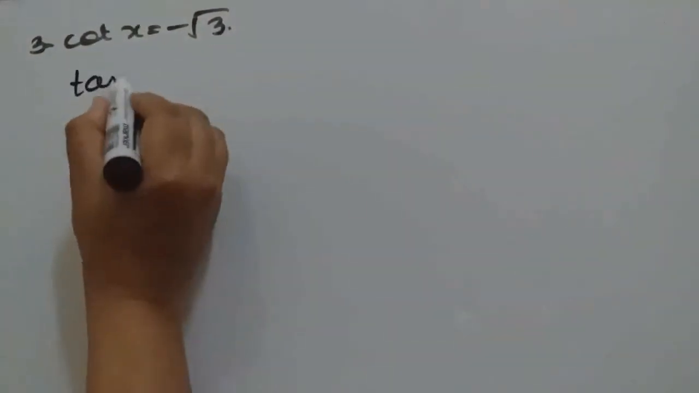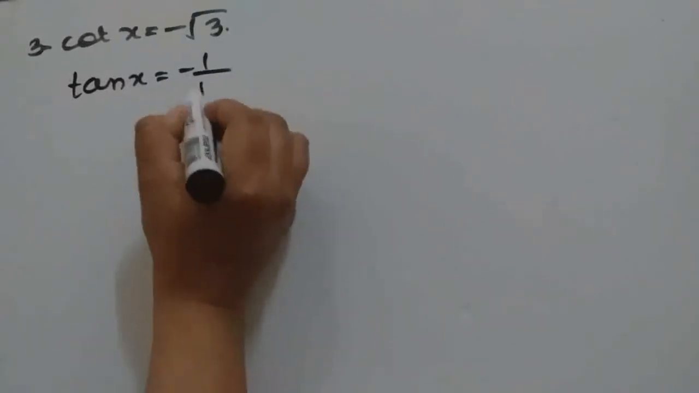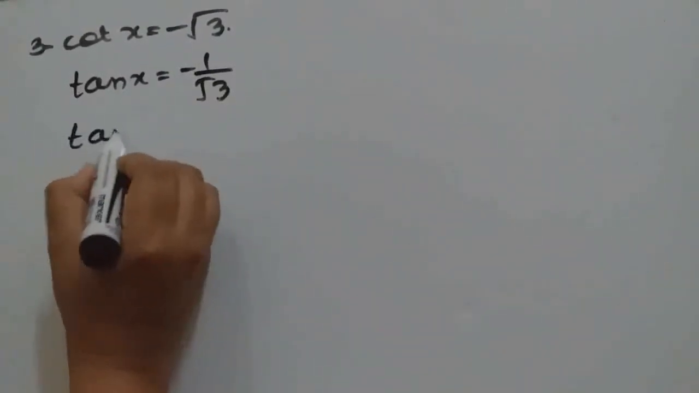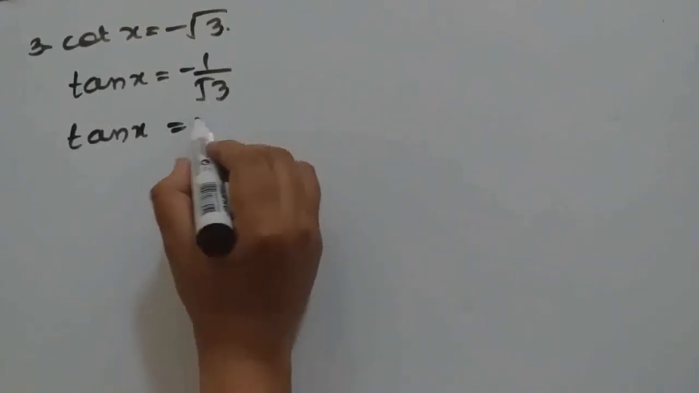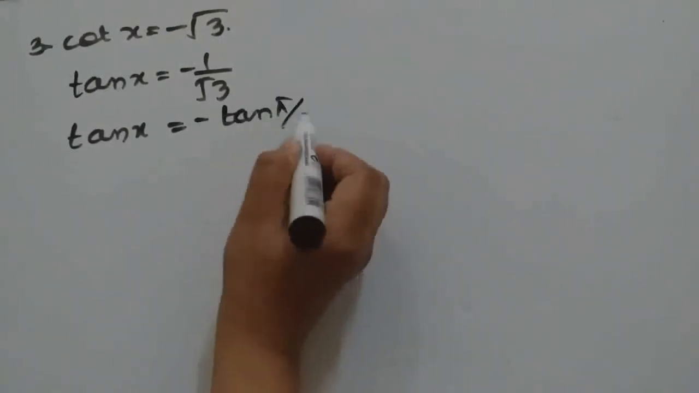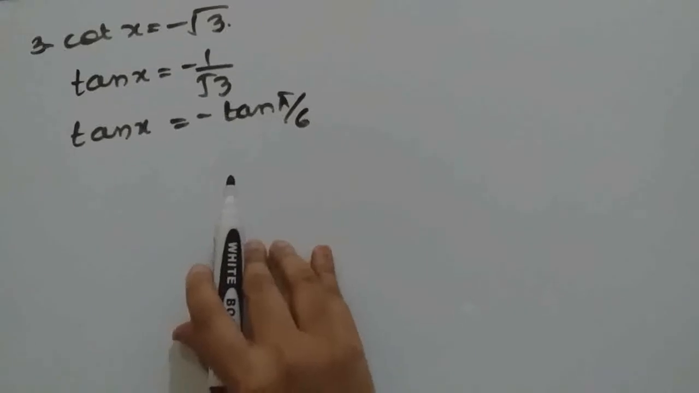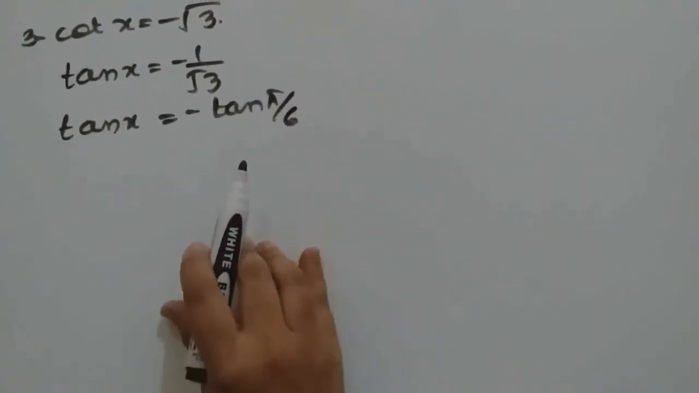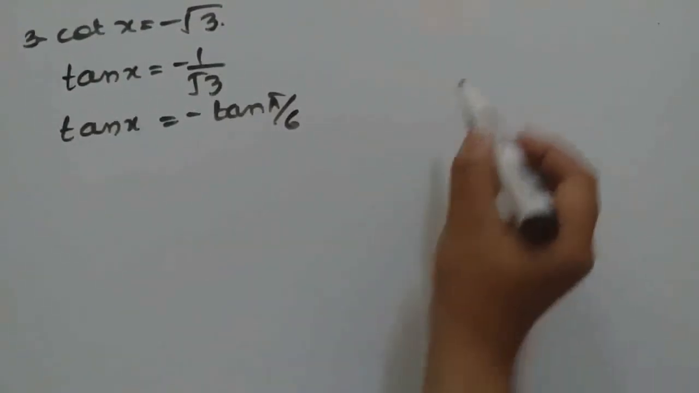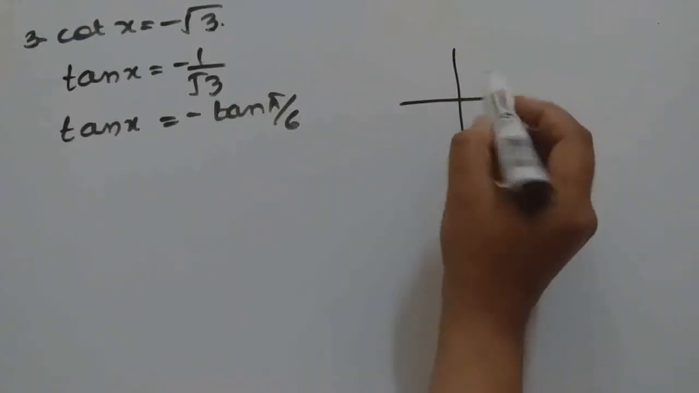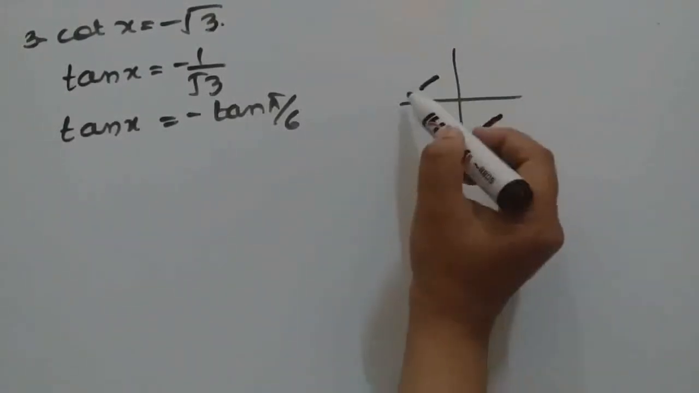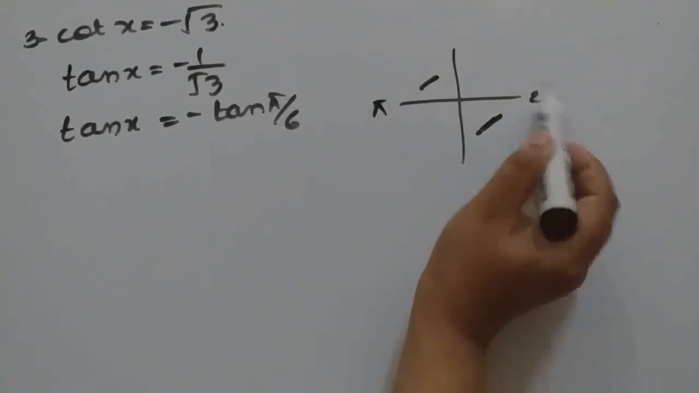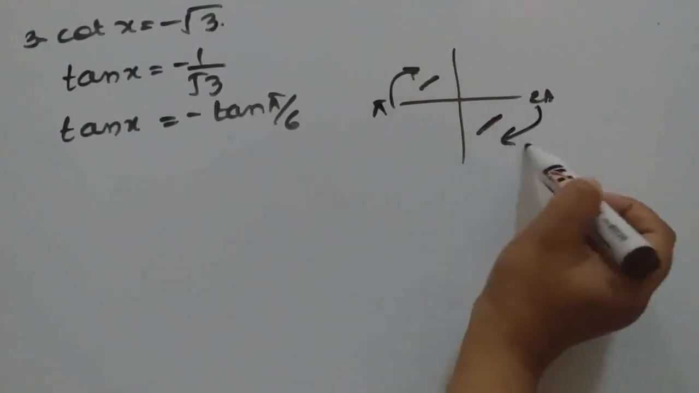Cot x equals minus root 3. So we can write tan x is equal to minus 1 by root 3. We know 1 by root 3 is tan 30, and tan 30 means pi by 6. Now we have to check in which quadrants tan is negative: the second quadrant and the fourth quadrant. So pi minus angle and 2 pi minus angle.